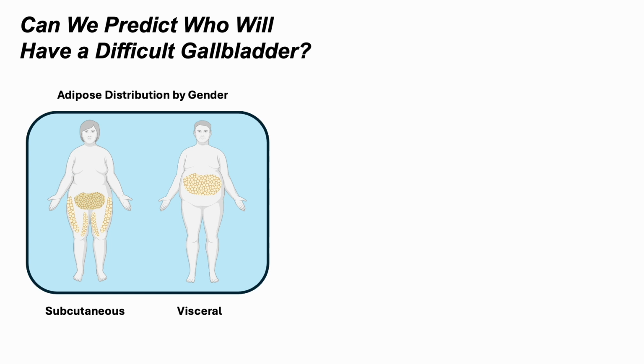Women tend to carry excess weight more in the subcutaneous tissues, including the hips and thighs. Conversely, men carry excess weight as visceral fat within the abdomen. This is why overweight men will oftentimes have skinny arms and legs but a large protuberant abdomen. Okay, now how does gender-based differential fat distribution relate to gallbladder surgery?